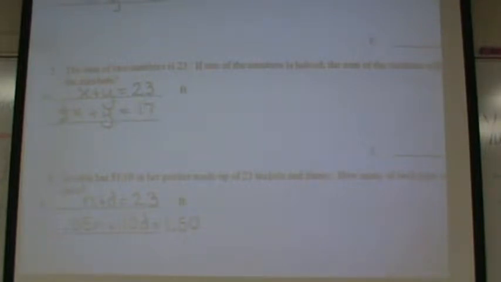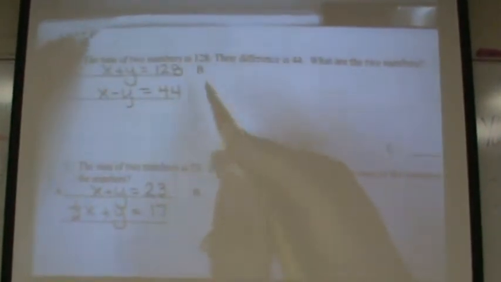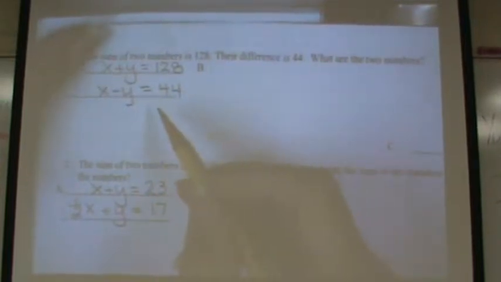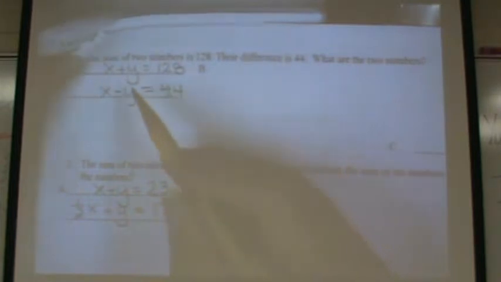Here is Algebra 2 homework for Friday, September 27th. You had to solve these story problems that we set up in class. Question number 1: the sum of two numbers is 128. The difference is 44. So I would solve these two by adding them right down.